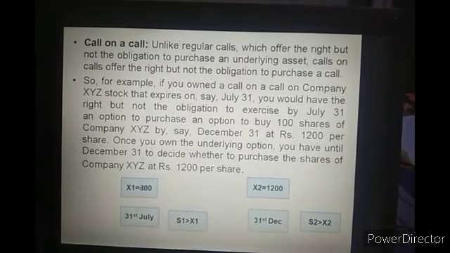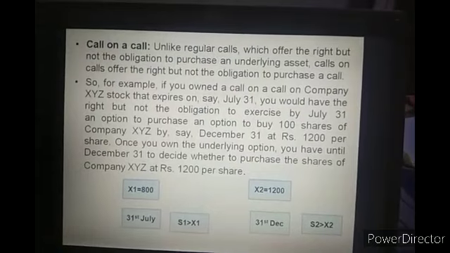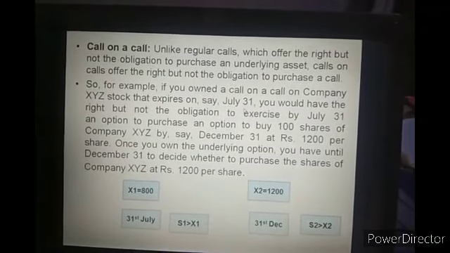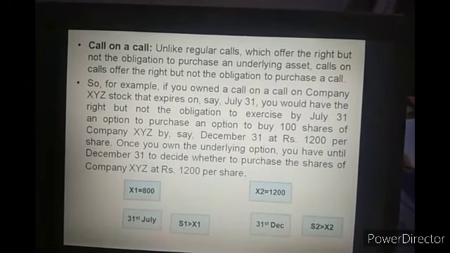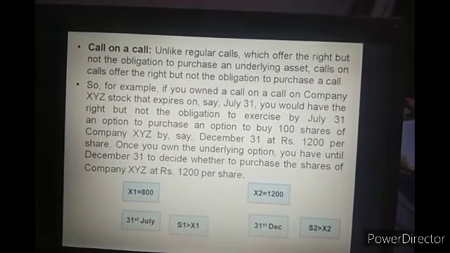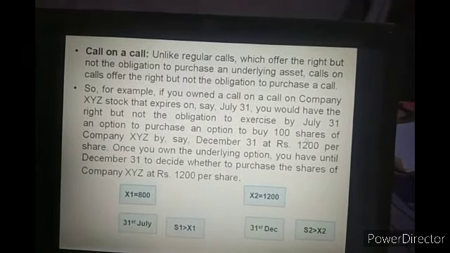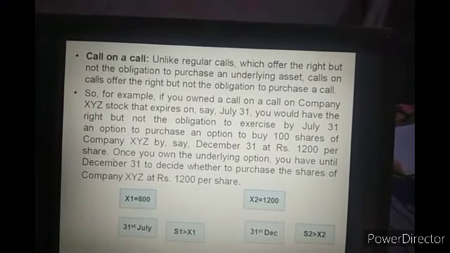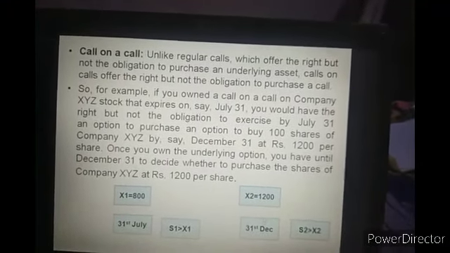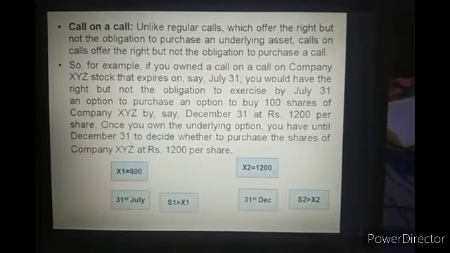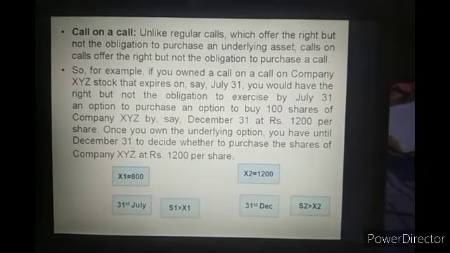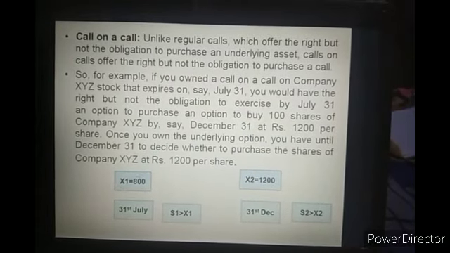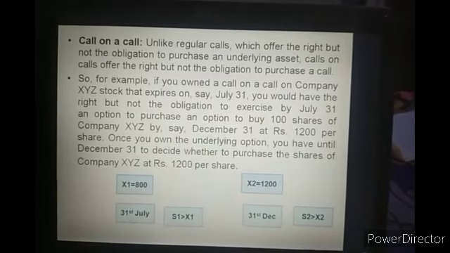For example, if you own a call on company XYZ stock that expires on say July 31, you would have the right but not the obligation to exercise by July 31 an option to buy 100 shares of company XYZ by say December 31st at 1200 per share. Suppose you assume that the price of the share would go up in 1 year, but you enter into a contract of call on call, which is a 6-month contract.